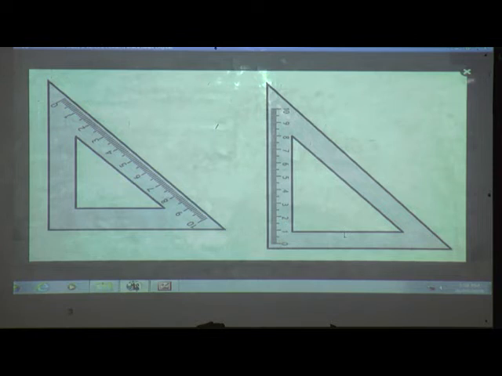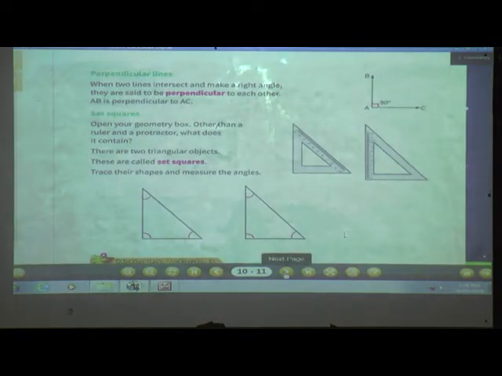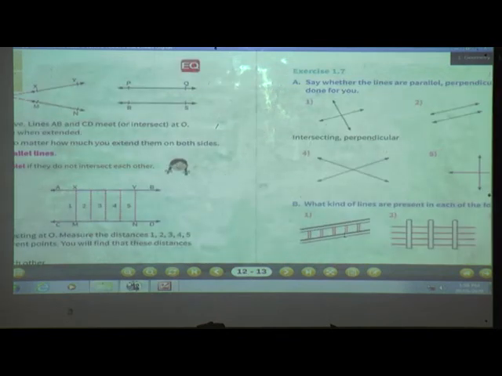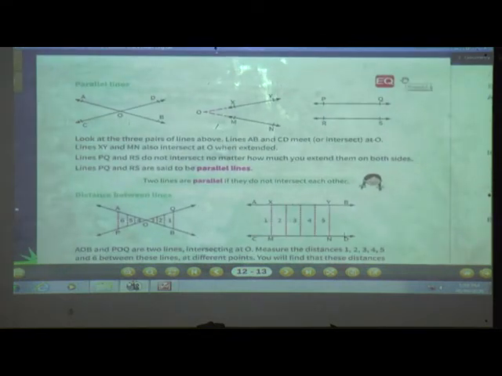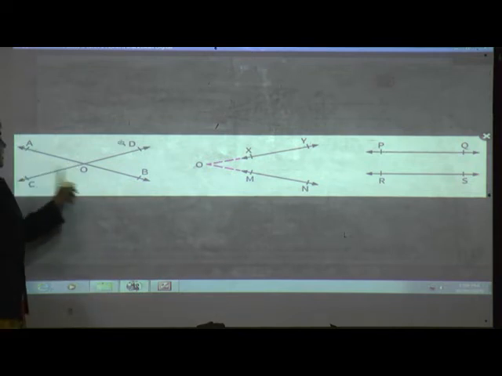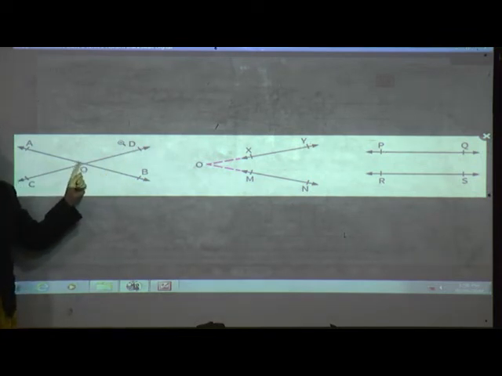Now we will see our next page, page number 12. Parallel lines. See the first figure. Here are the two lines AB and CD. See students, AB and CD meet or intersect each other at point O. See, these two lines AB and CD intersect each other at point O.